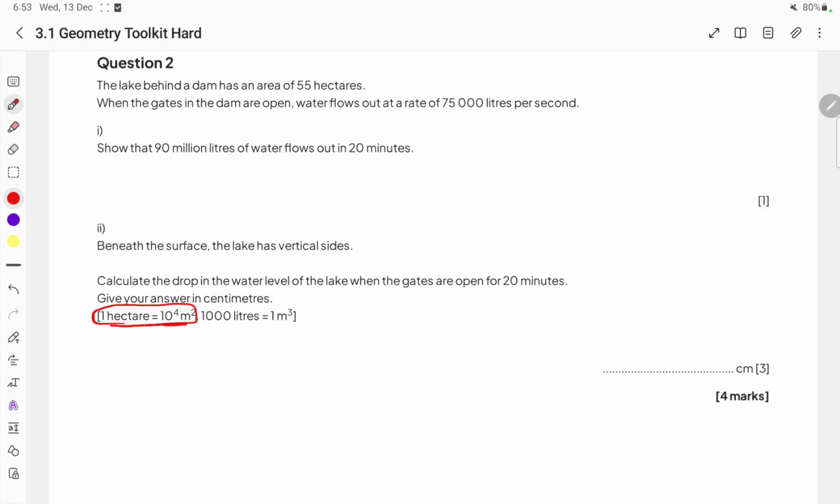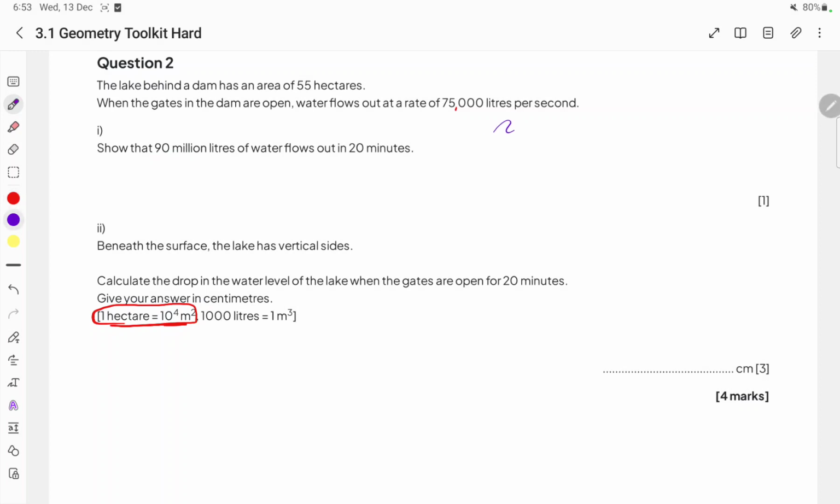Now when the gates in the dam are open, water flows at a rate of 75,000 liters per second. In 1 second, 75,000 liters of water is coming out. So show that 90 million liters of water flows out in 20 minutes.